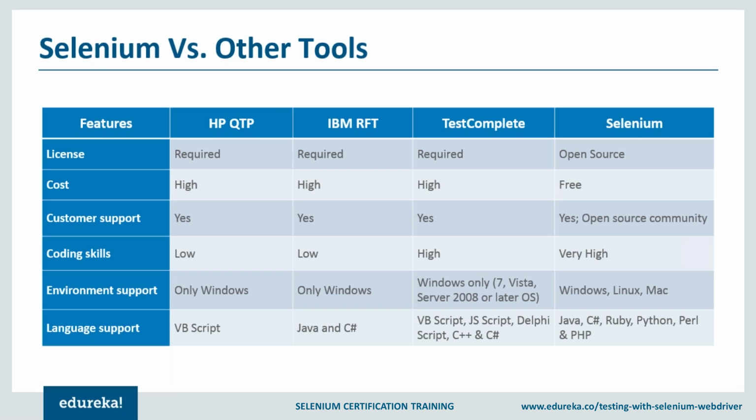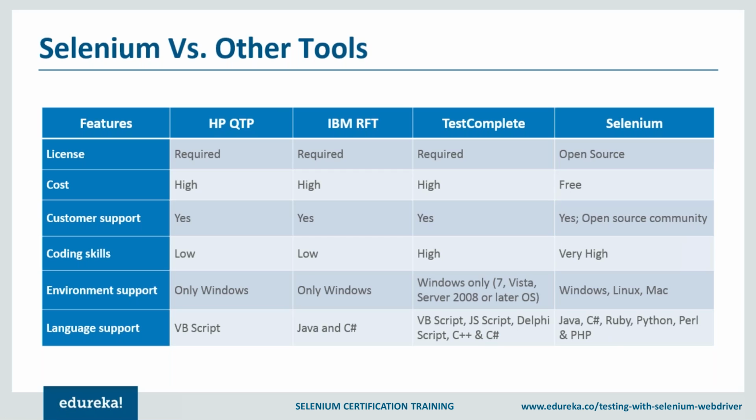And I would say the biggest advantage that Selenium gains is that it can attract people from different programming backgrounds. So look at QTP, for example. In QTP, you have to have VBScript skills. So people are limited there, right? Same thing with Java and C Sharp. If you're from these two backgrounds only, you can work on RFT, right? But see, with TestComplete, you have a few more options. You have VBScript, JavaScript, DelphiScript, C++, and C Sharp. Okay. But with Selenium, you have a better set of options, right?